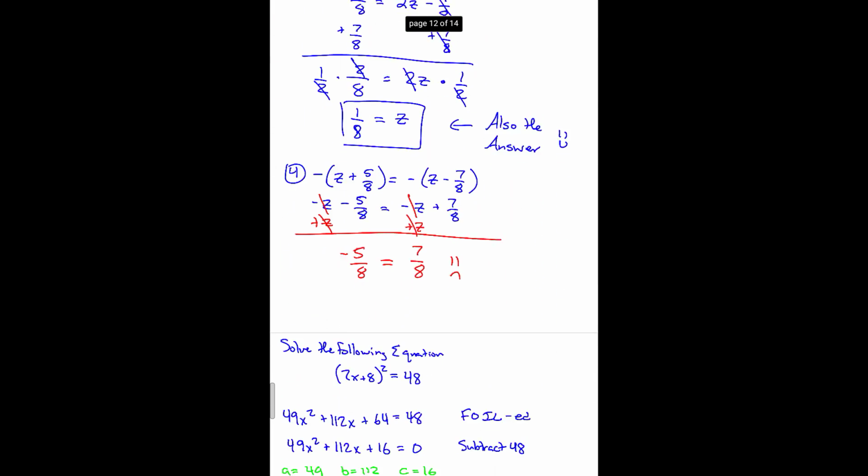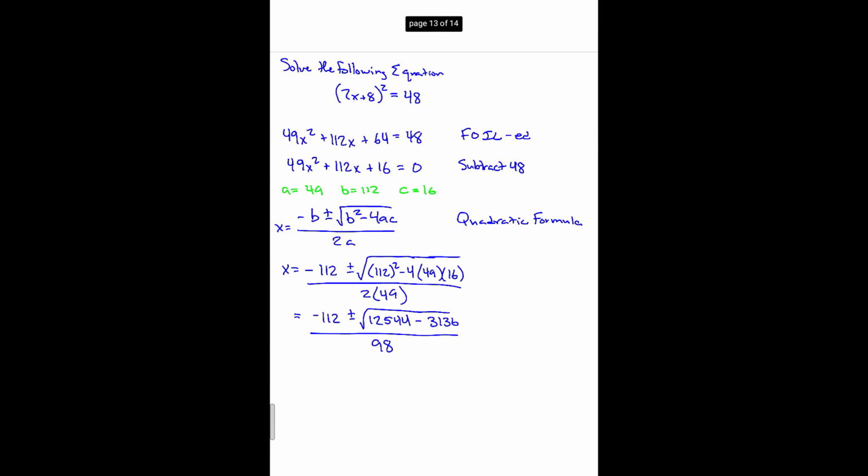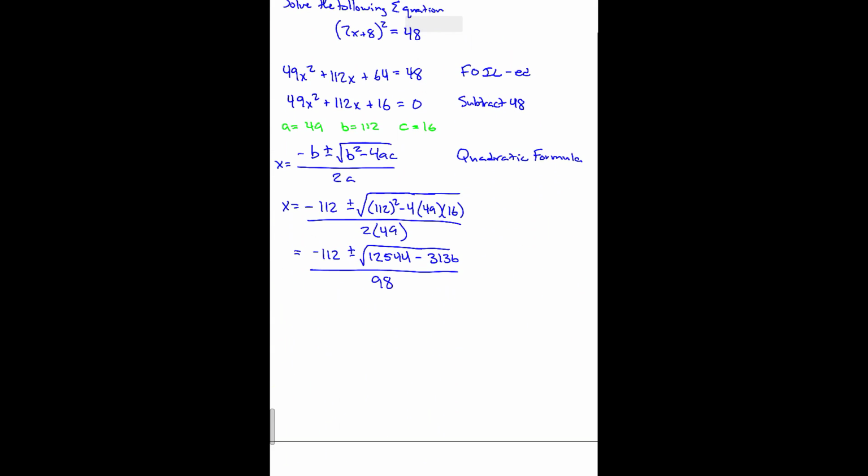Apologize for that. I had a little malfunction on my tablet. All right. So a negative 112 plus or minus the square root of these two numbers being subtracted. 12,544 minus 3,136 gets us the square root of 9,408, over 98.